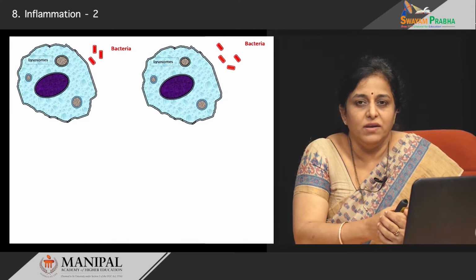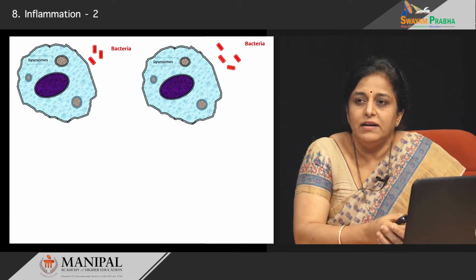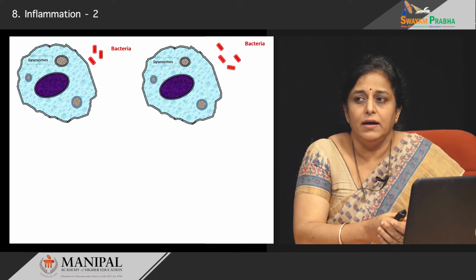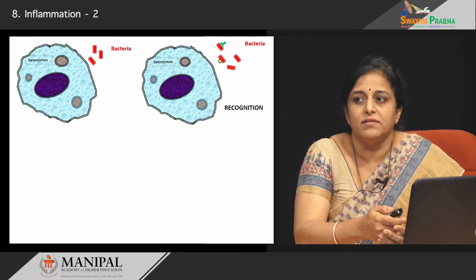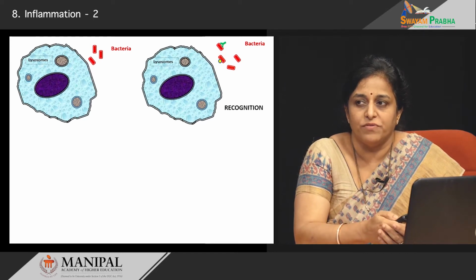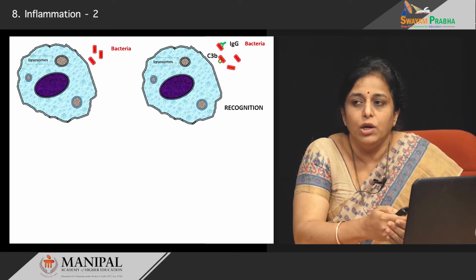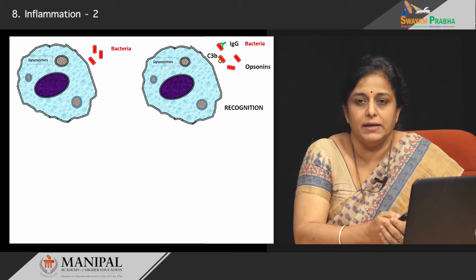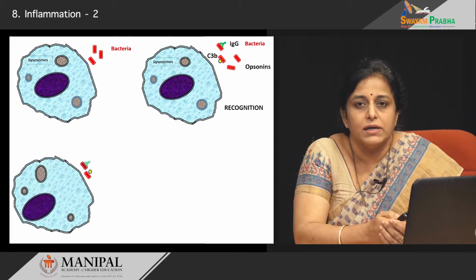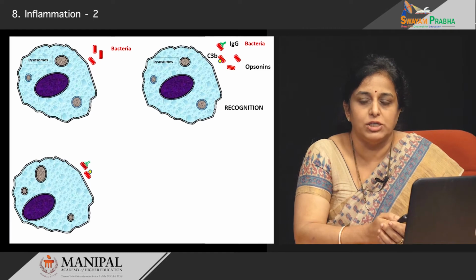Now, what you can see here is the leukocytes. The red cylinders that are seen here are the bacteria. The leukocytes cannot identify or recognize them unless the bacteria are coated by certain substances called opsonins. So, the opsonins are usually immunoglobulins and the complements. Now, the leukocytes are able to recognize the bacteria. So, this process is called recognition or opsonization.